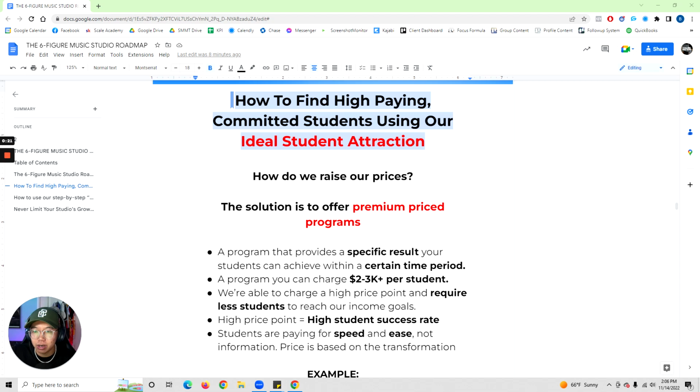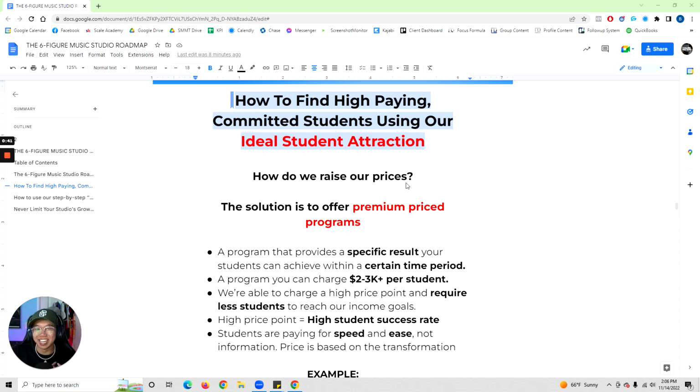First question we want to answer here is how do we raise our prices? So the solution here is to offer premium priced programs. I hear a lot of teachers say, if I want more students, I gotta lower my prices, right? So I can get more students. No, we gotta do the opposite. If we want to attract more higher paying committed students, we gotta raise our prices first.